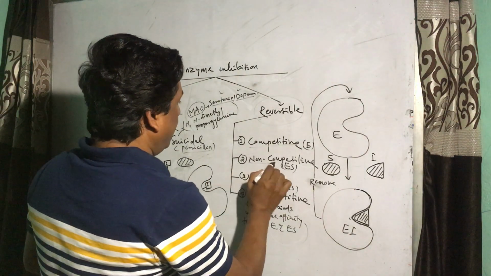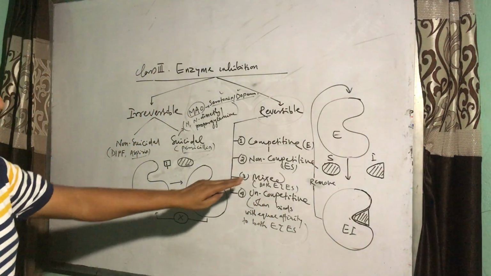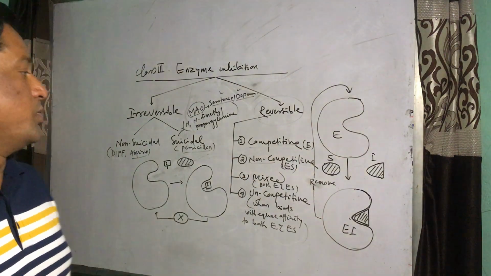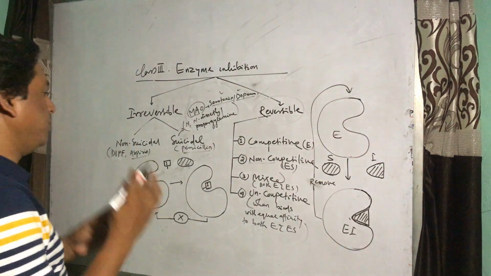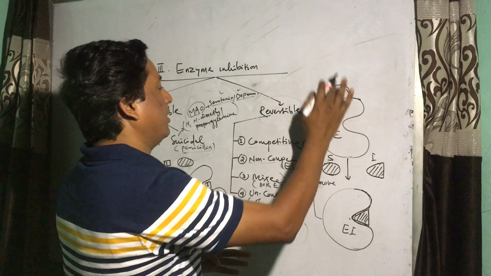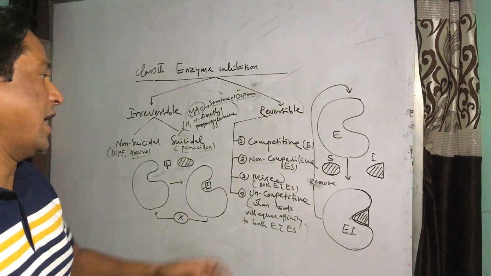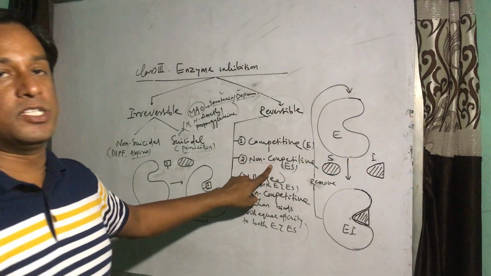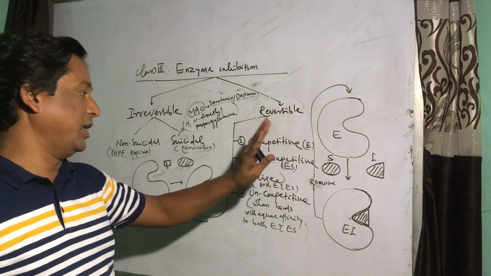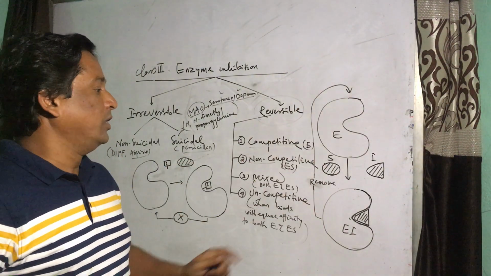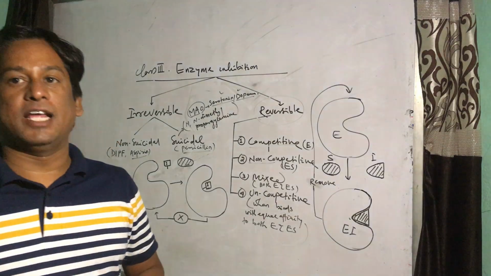The second category of reversible inhibition is non-competitive inhibition. In non-competitive inhibition, the inhibitor binds to the enzyme but doesn't compete for the active site. And one more important thing to remember is that non-competitive inhibitors bind to the enzyme-substrate complex rather than the free enzyme.